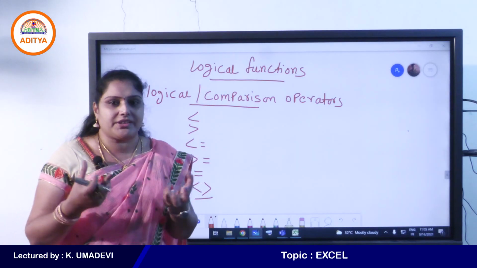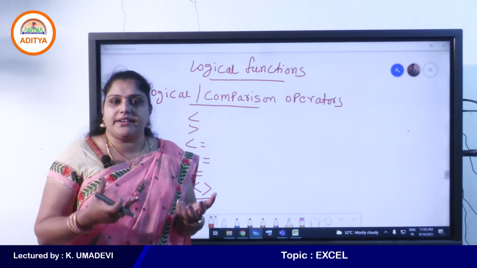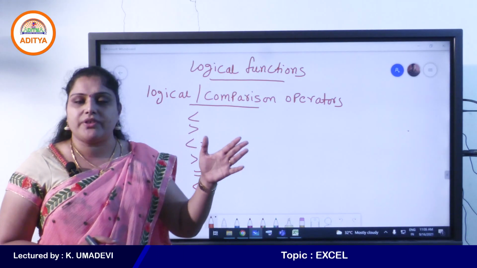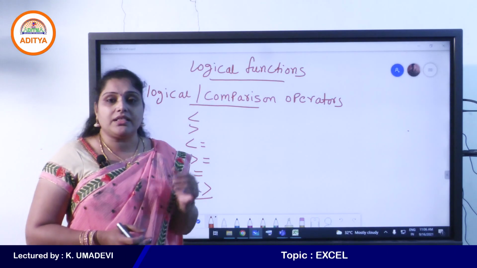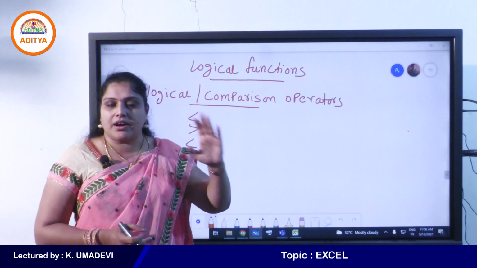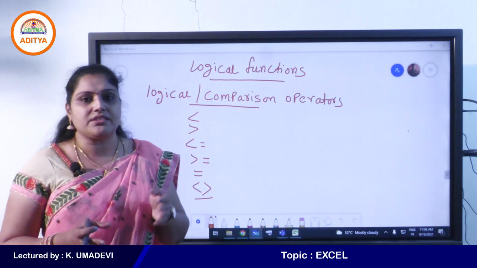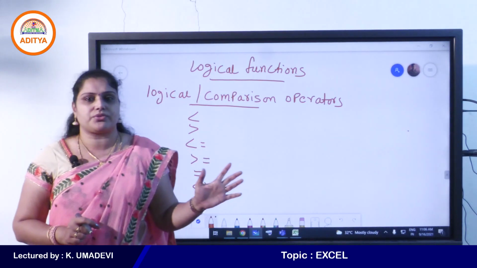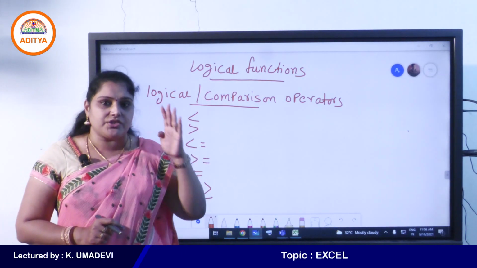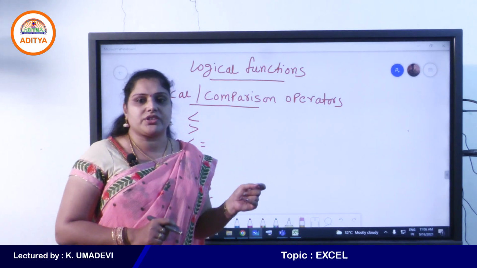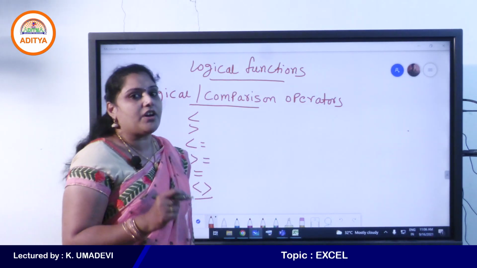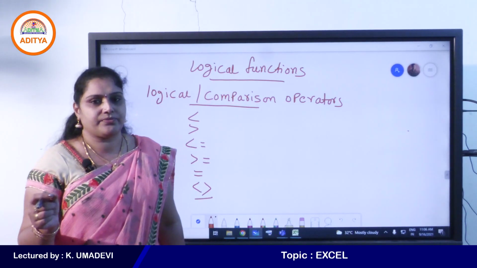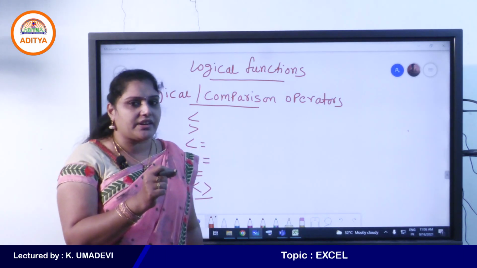AND is used to test multiple conditions and it returns either true or false. If all the conditions are true, then the AND function returns true. If any one of the conditions is false in the AND function, then it returns false. If all the conditions are false, then the OR function returns false. That means if any one of the conditions is true, then the OR function returns true. Okay students, what about NOT? If the condition is true, then the NOT function returns false. If the condition is false, then the NOT function returns true.